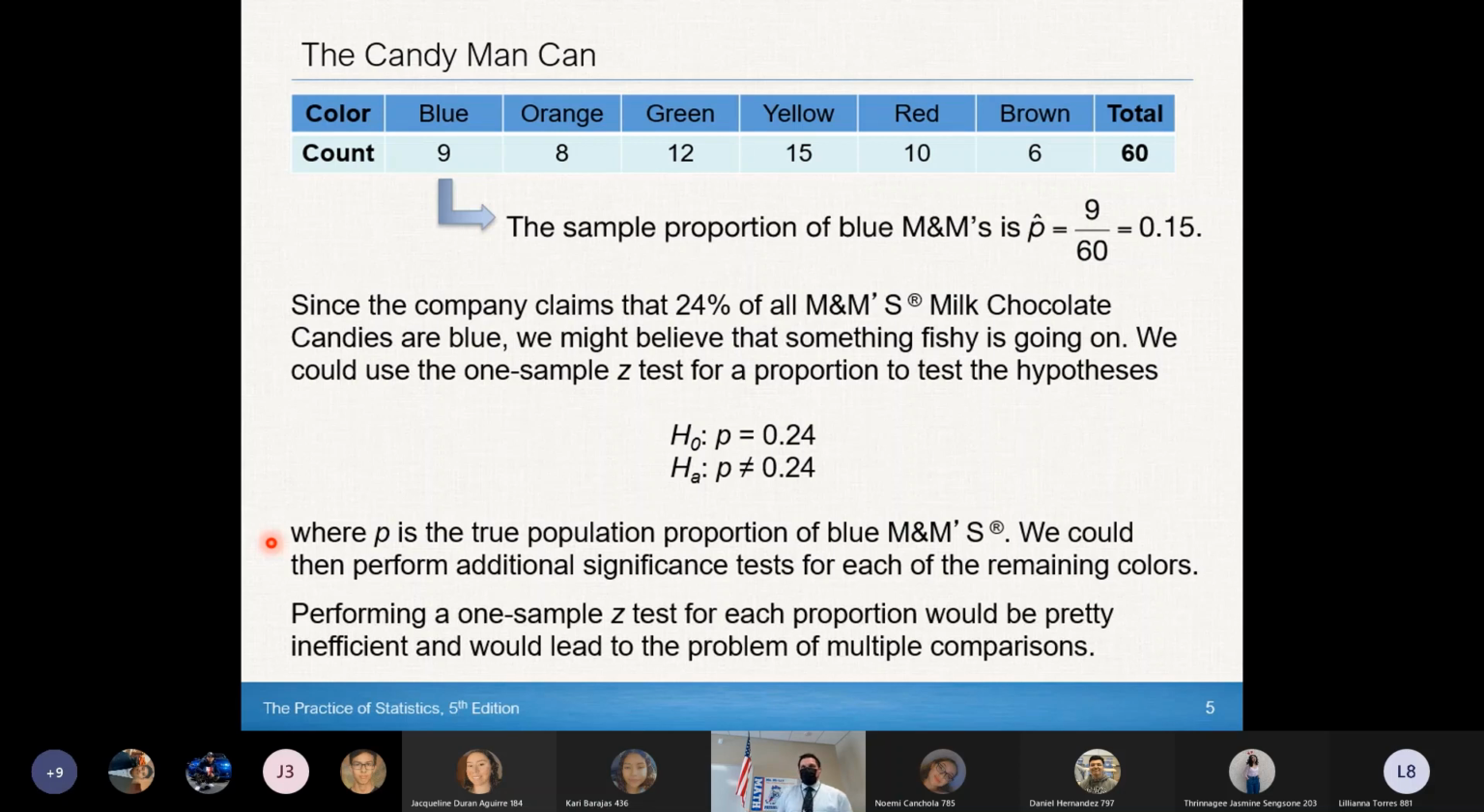Performing a one sample z-test for each proportion would be pretty inefficient and would lead to the problem of multiple comparisons. We'd get varying results. We might find significance for blue and say that we have evidence for the alternative for blue, but then maybe not for orange, and then maybe not for green, but then we would find significance for yellow. So what would we do at that point if we have conflicting conclusions? Right? We have multiple comparisons of the same kind of idea. It just doesn't work out.